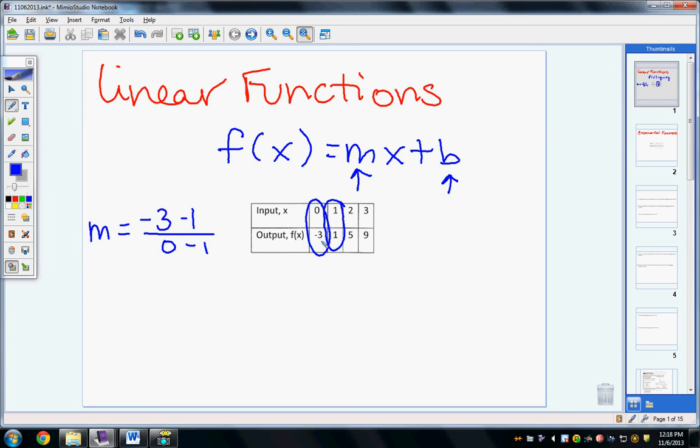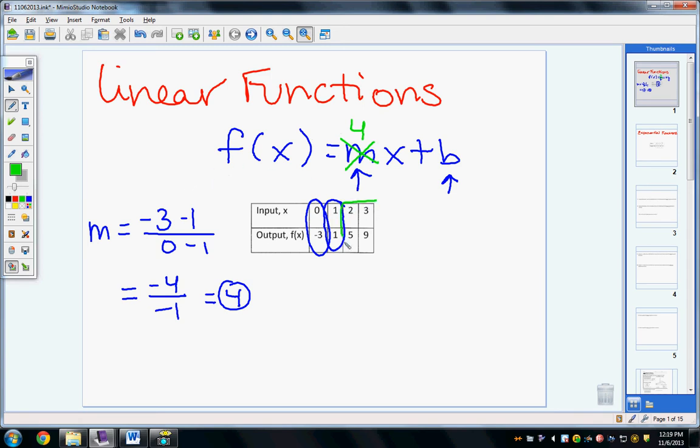And again, you got to be very consistent. Since I went from the -3 to the 1, I need to go from the 0 to 1. I have to be consistent with my subtraction for my slope. So -3 minus 1 is -4. 0 minus 1 is -1. -4 over -1 is +4. Okay, so now I know that the slope is 4. So I'm going to be able to replace my m with 4 in my equation when I'm writing it. Okay? So now I know the slope.